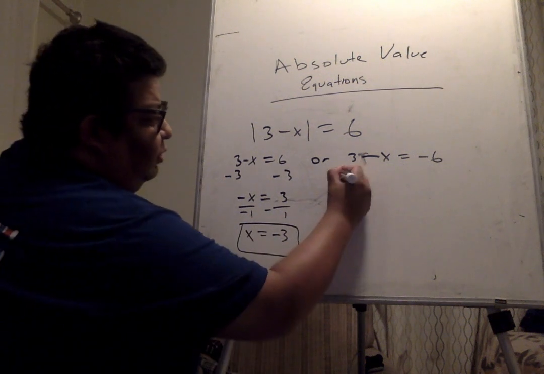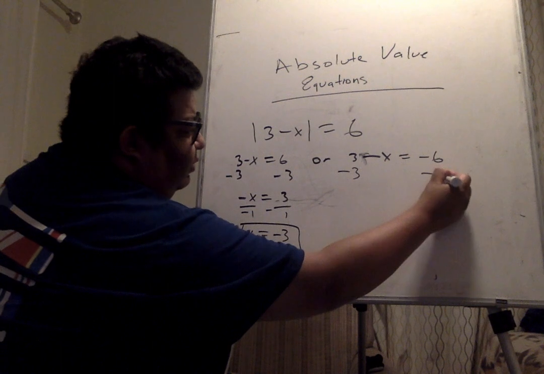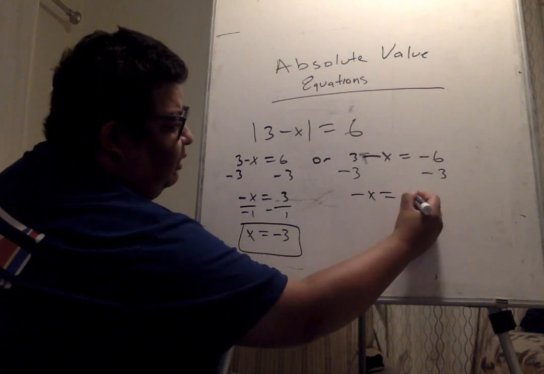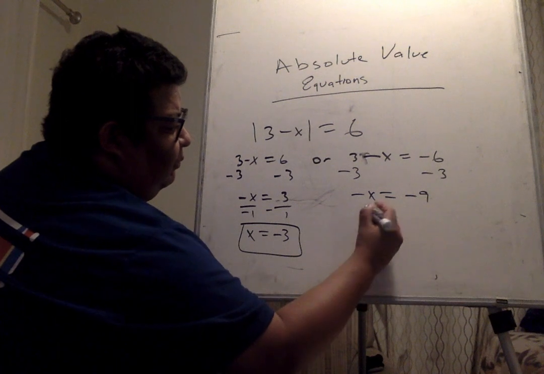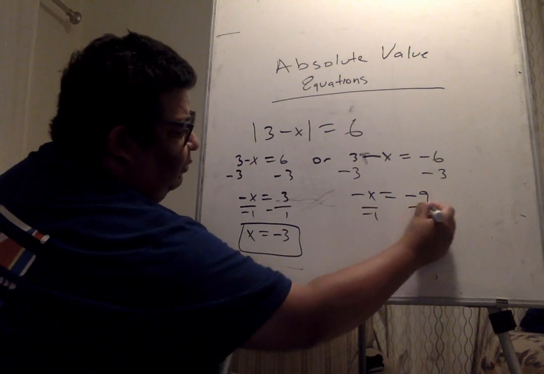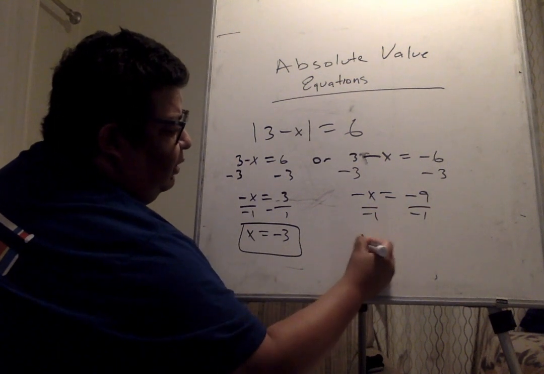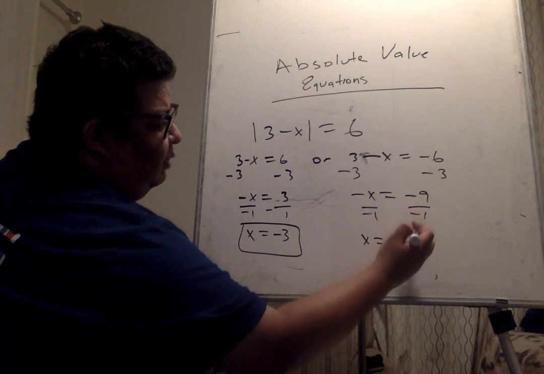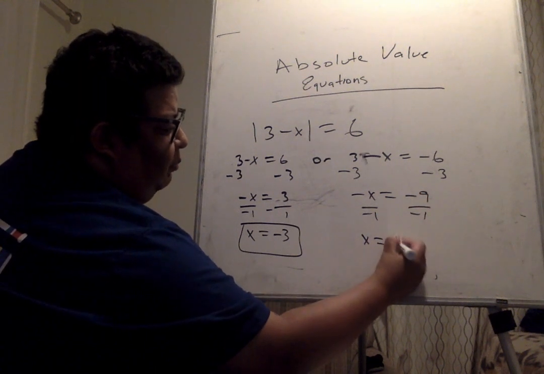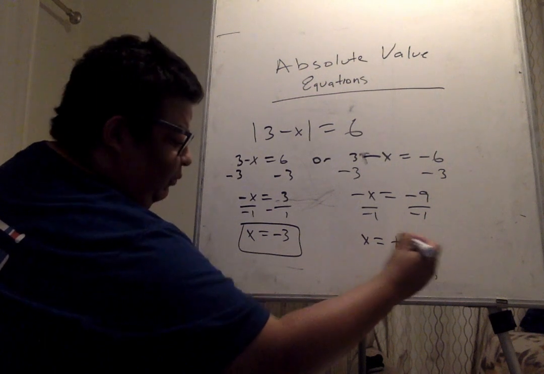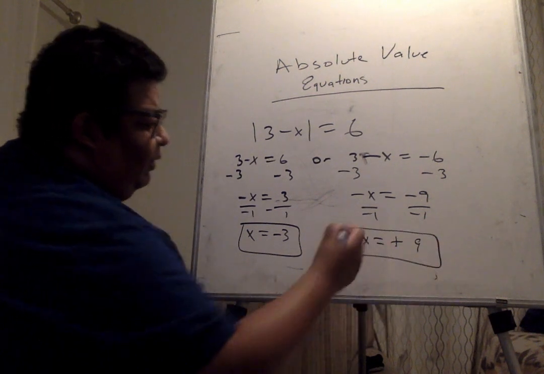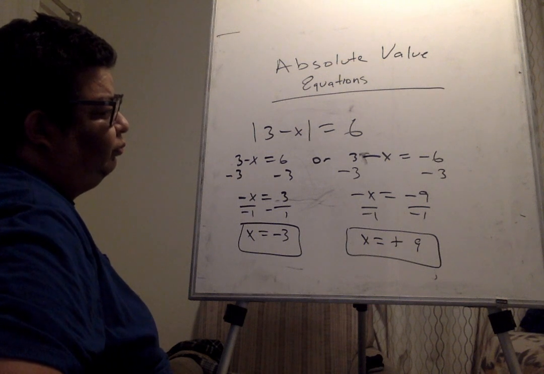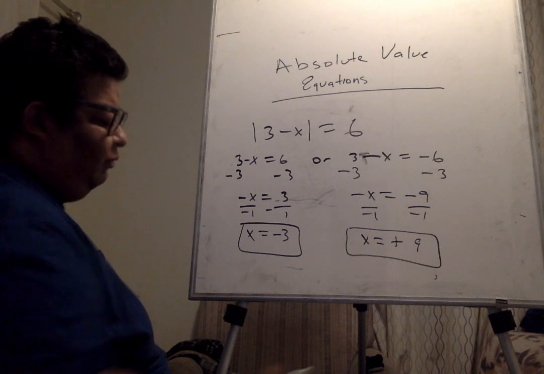The second solution is going to be 3 minus x equals negative 6. Subtracting 3, negative x equals negative 6 minus 3, which is negative 9. We divide by negative 1. So x equals 9 over 1, and we have negative over negative, so that would be positive 9. That's our second solution. Let's go to our final example.